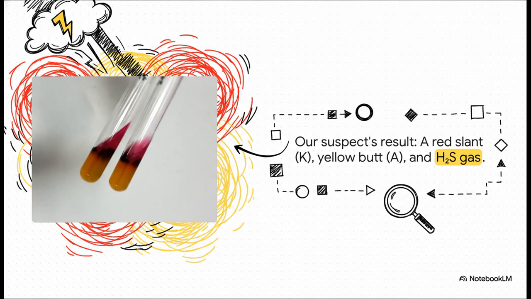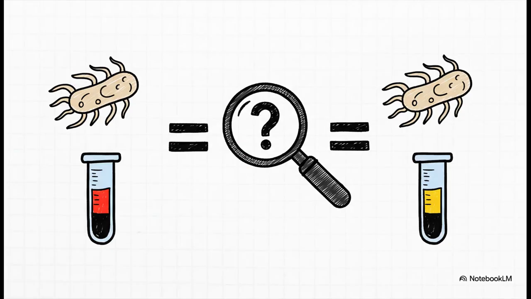But look at that dramatic black color all through the tube. That is a dead giveaway for the production of hydrogen sulfide gas, H2S, a very specific profile. But wait, here's the plot twist. While this result is super specific, it's the exact same result we'd get for another one of our prime suspects, a close relative called Proteus mirabilis. They're almost identical. Our interrogation isn't over. We need one more test to tell these two apart.